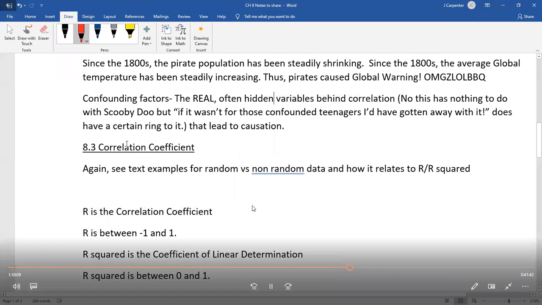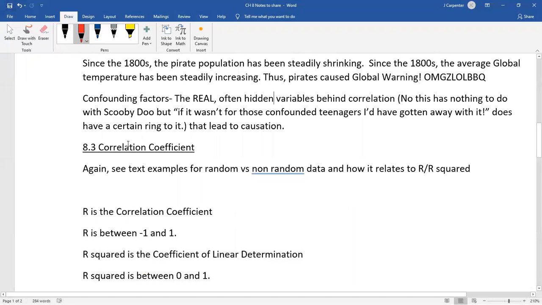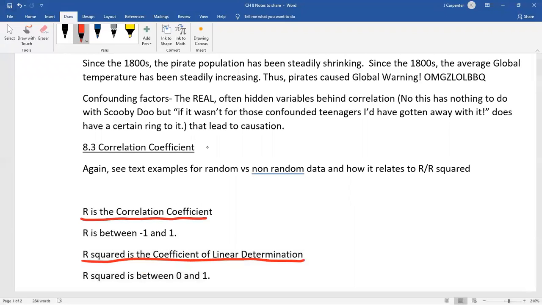All right, so 8.3, we're skipping 8.2, we go right to 8.3, and this is the last section of chapter 8, and this one will be quick. Correlation coefficient. This is that R squared we have been talking about constantly, except, well, R squared isn't the correlation coefficient. R is the correlation coefficient. R squared is called the coefficient of linear determination. I will admit I have swapped these names before in my head. The good thing is that doesn't really matter. It's knowing what R squared is and interpreting that is important.